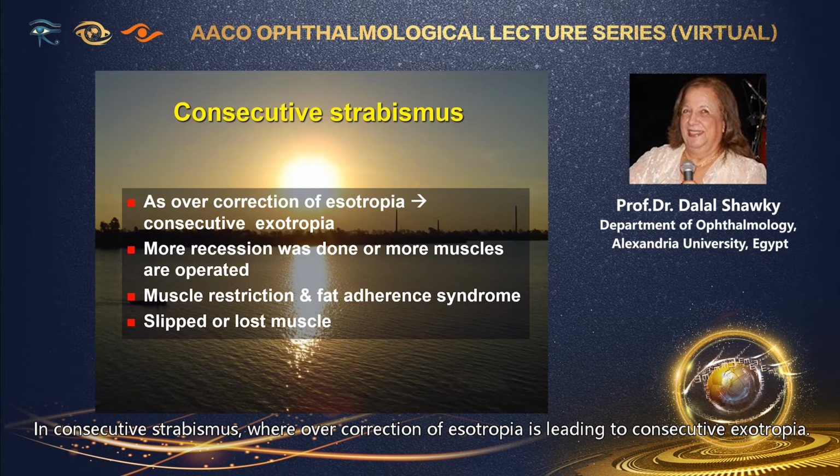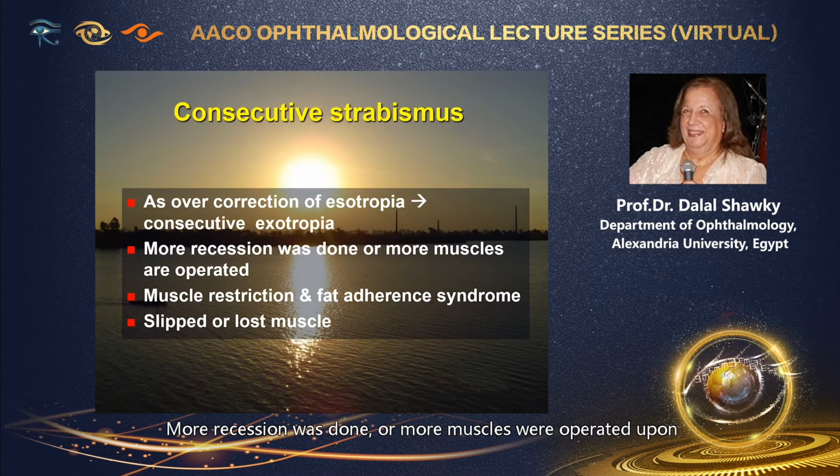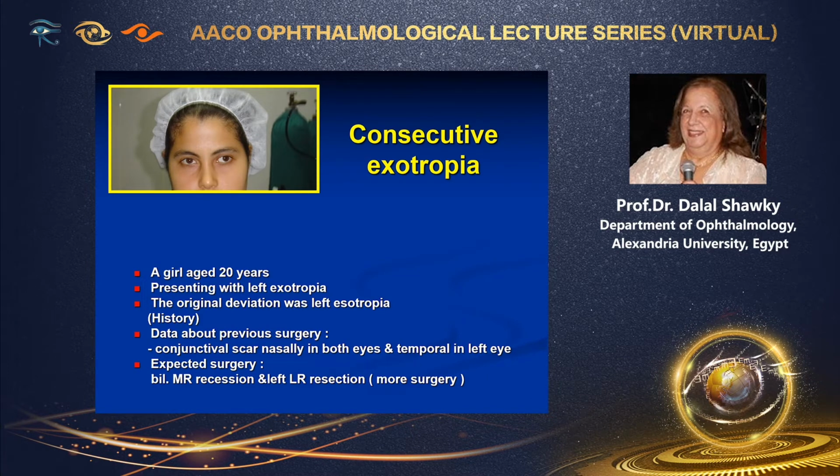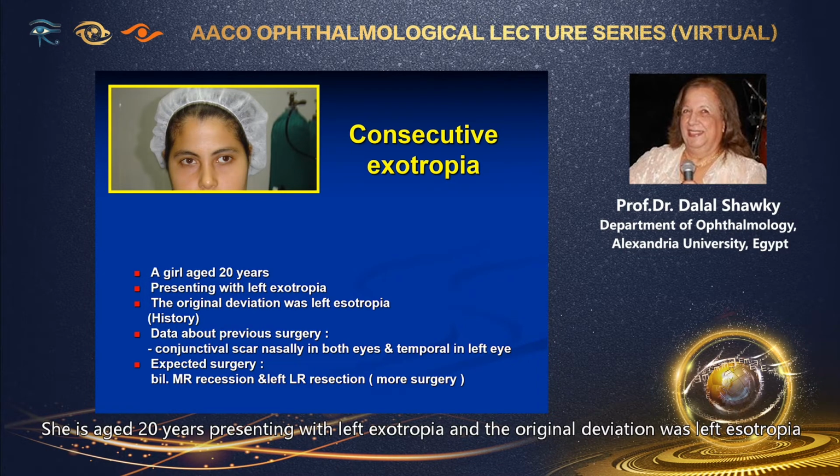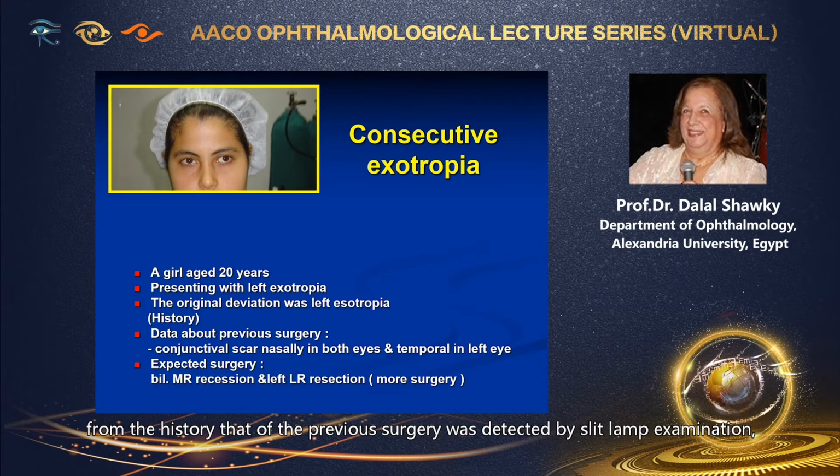In consecutive strabismus, where overcorrection of esotropia is leading to consecutive exotropia, more recession was done, or more muscles were operated upon, muscle restriction and fat adherence syndrome could be there, slipped or lost muscles. Here, this girl is having consecutive exotropia. She's aged 20 years, presenting with left exotropia, and the original deviation was left esotropia from the history. Data of the previous surgery was detected by slit lamp examination, where conjunctival scar was found nasally in both eyes and temporally in the left eye. So the expected surgery is bilateral major rectus recession and left lateral rectus resection. That is, more muscles were operated upon.